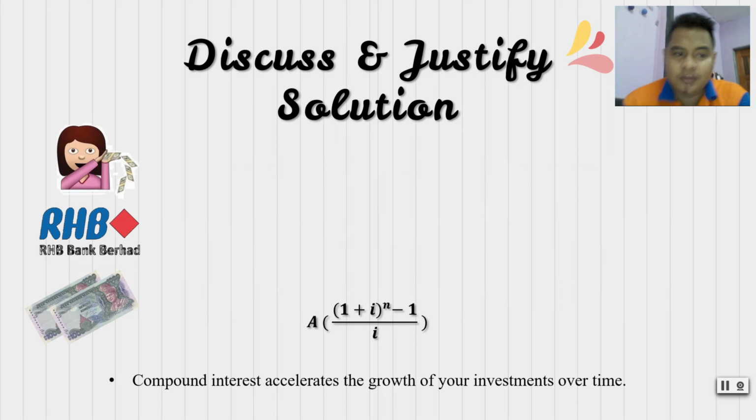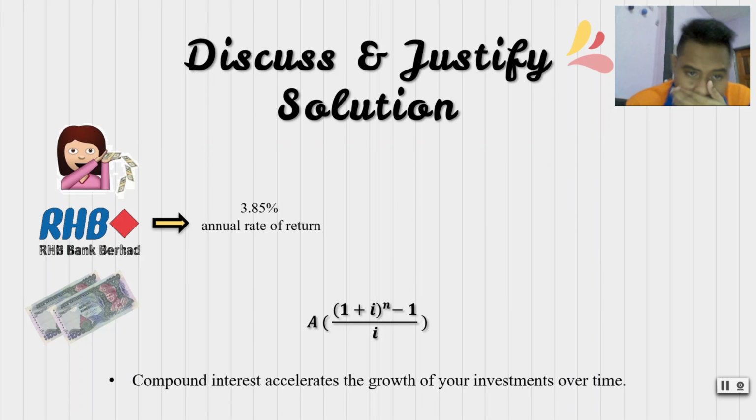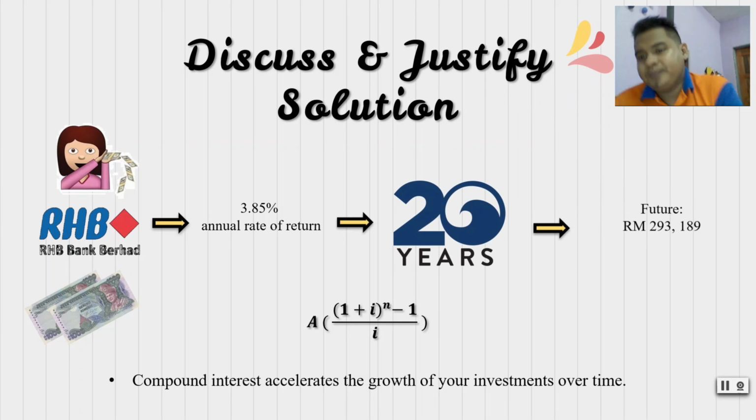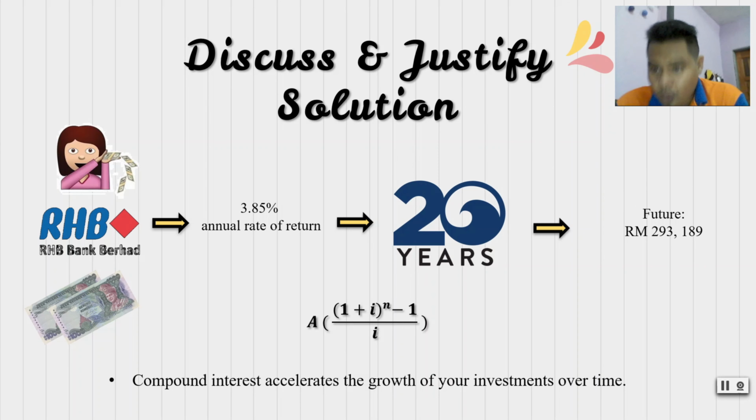So, for example, Alisa spent 10,000 ringgit. RHB Bank takes an annual rate of return of 3.585% for 20 years, and Alisa can get in the future 293,108. We can look at this formula, and this formula we use to get the future value that Alisa gets. So, compound interest accelerates the growth of your investment over time.